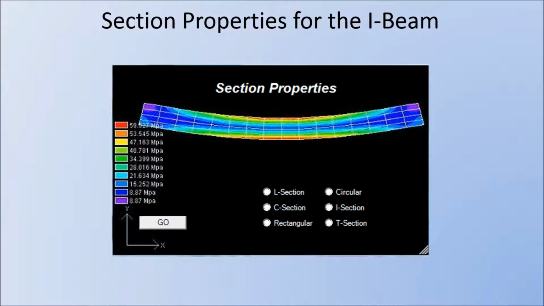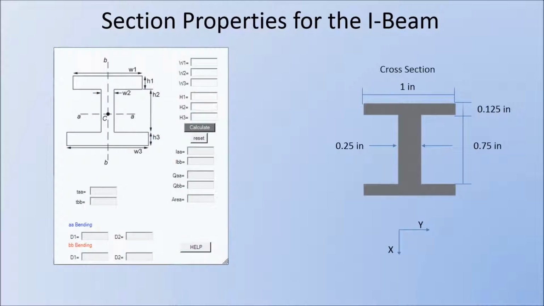So now that we've pressed the Section Properties tab, we see this screen. Using this, we're able to calculate the section properties for an L section, a C section, a rectangular section, a circular section, an I section, or a T section. For our purposes, we're going to select I section, and then we're going to press Go. That'll bring up this screen on the left where you can input all the dimensions for your cross-section.